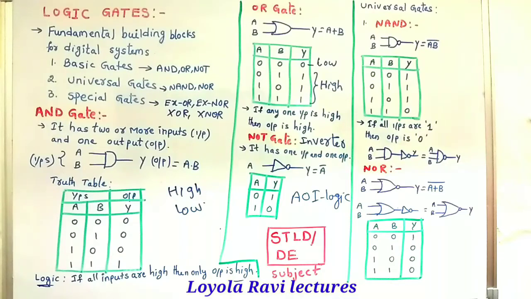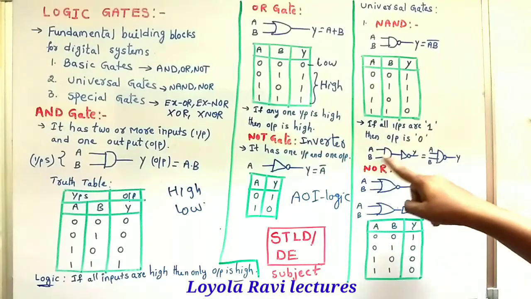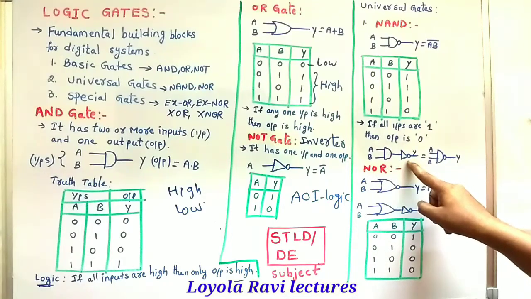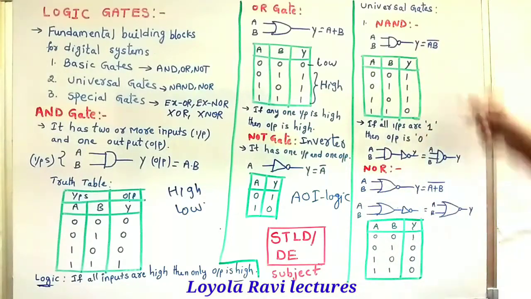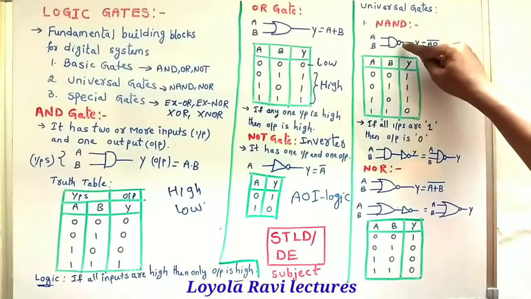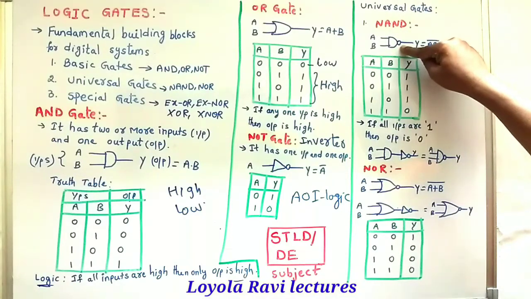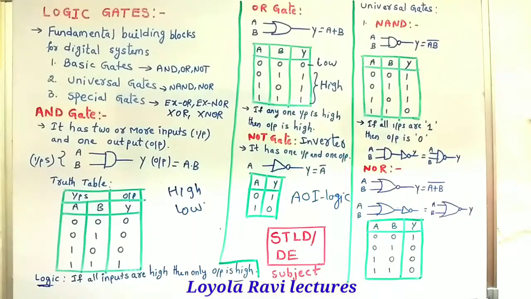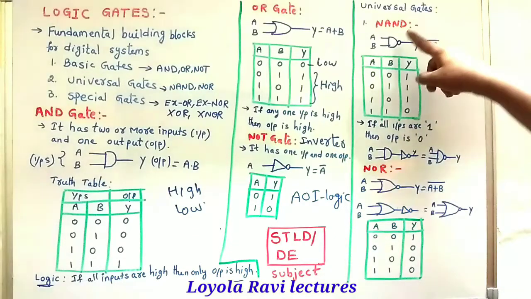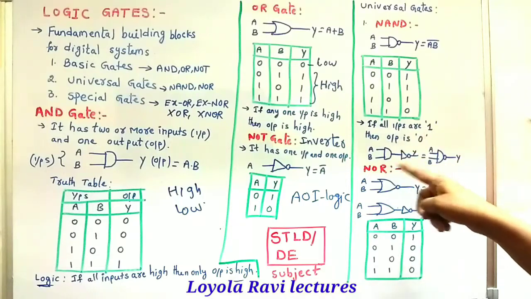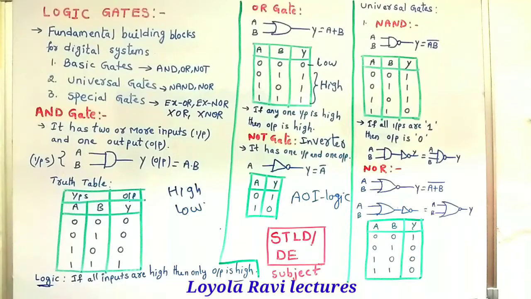It is the inversion of the AND gate. See here, this is AND gate. If you invert the AND gate, then you'll get the NAND gate. This bubble indicates the negation or inversion. Okay, inversion of AND gate is nothing but NAND gate. The logic symbol is like this. Otherwise, you may write the implementation like this: AND gate followed by NOT gate is nothing but NAND gate.